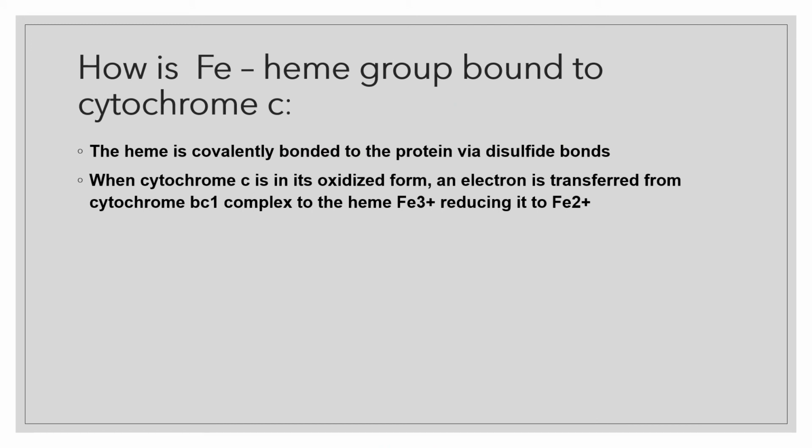So let's see how Fe, that is ferrous, and the heme group are bound to cytochrome C. The heme is covalently bonded to the protein via thioether bonds. When cytochrome C is in oxidized form, an electron is transferred from the cytochrome bc1 complex to the heme, that is Fe3+, reducing it to Fe2+.